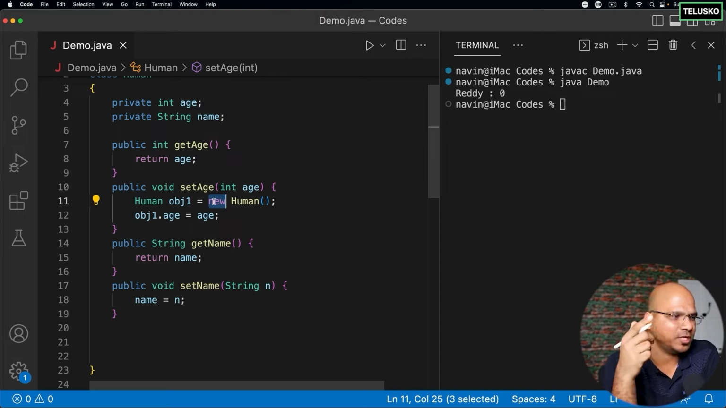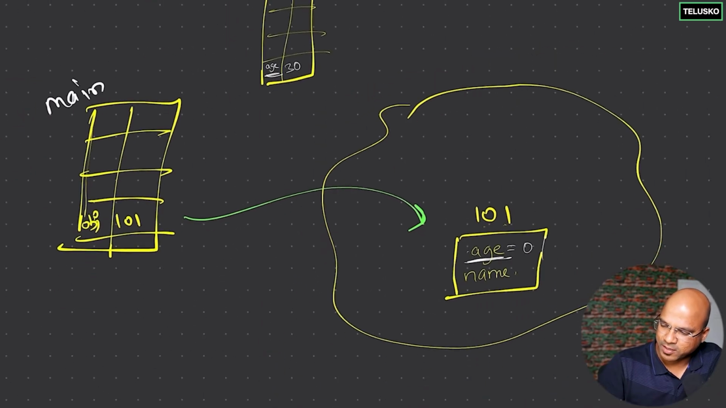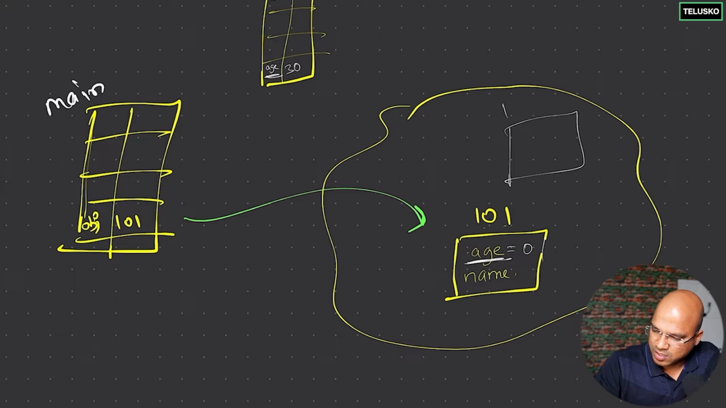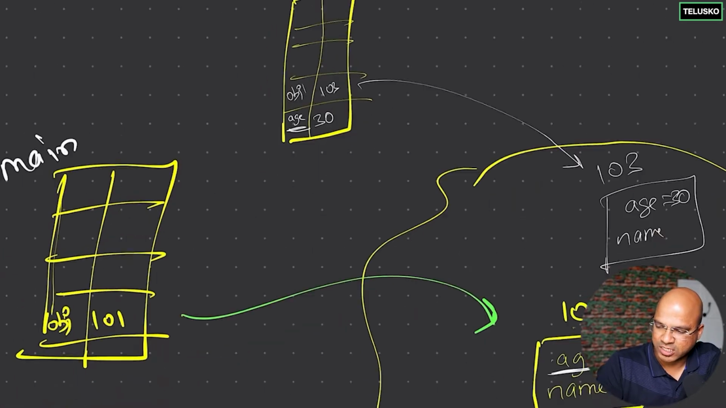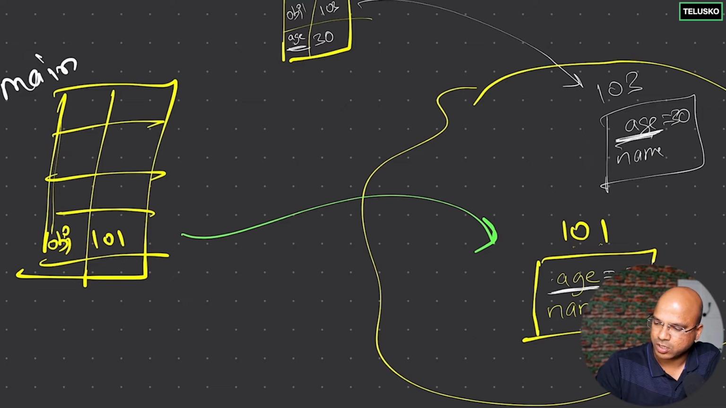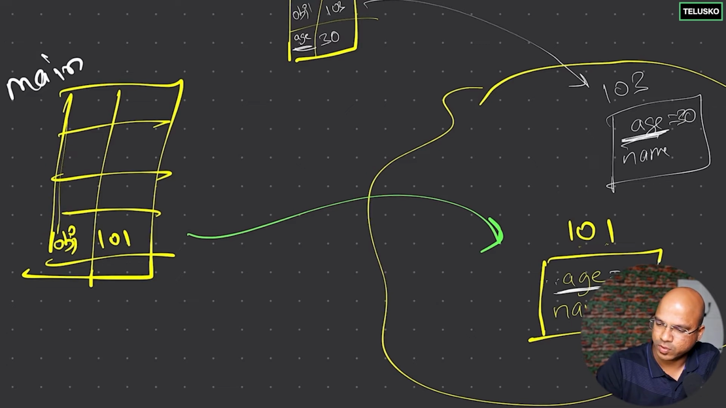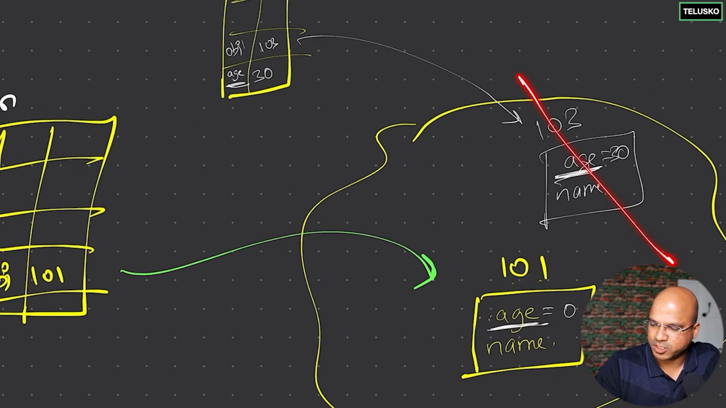We don't want a new object, because the moment you create a new object, it will create a new object, let's say 103, and this will also have age equal to, name equal to, and what value you're assigning here? You're assigning the value which is 30. And then here in this setAge, you will create obj1, which will have the address 103, and there's a link here. So the value which you are changing is of this age, not this one. We want to assign the value to this particular age. That means creating a new object is not a good idea.